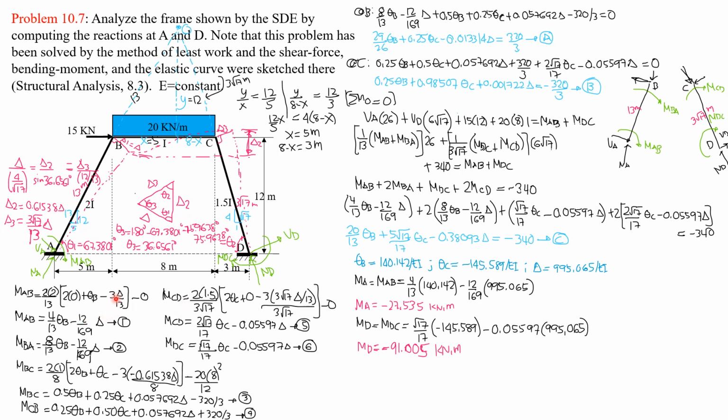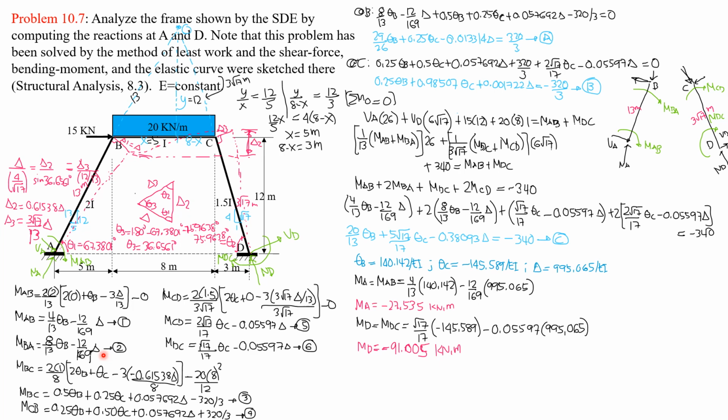So that's why we substitute it here and simplify. MAB therefore is 4 over 13 theta B minus 12 over 169 of delta. Call that equation 1. MBA is, so it is theta B that is doubled. So 4 over 13 of theta B times 2, so 8 over 13 theta B. Then we just copy negative 12 over 169 delta.